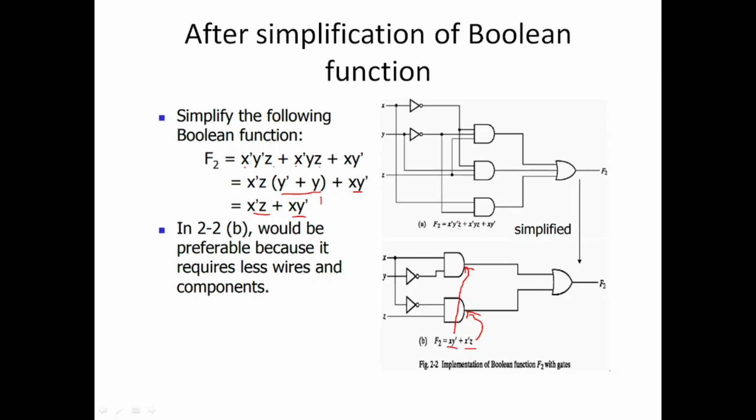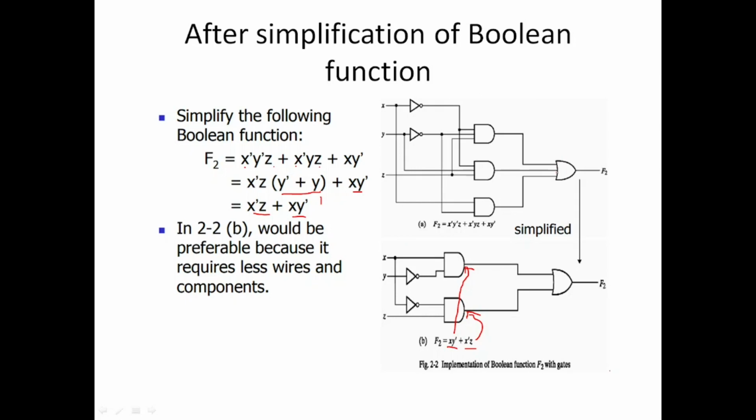See the difference between these two diagrams. Here three AND gates are involved, whereas in this simplified circuit only two AND gates are involved. And also see the inputs. For this AND gate we are giving 3 inputs, and for this AND gate also 3 inputs. Here the number of inputs is reduced, and also the number of gates is reduced.